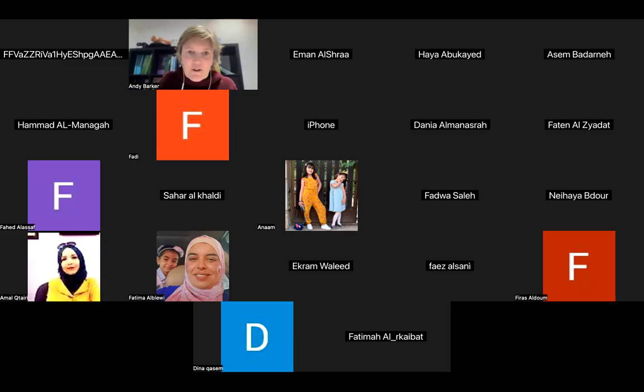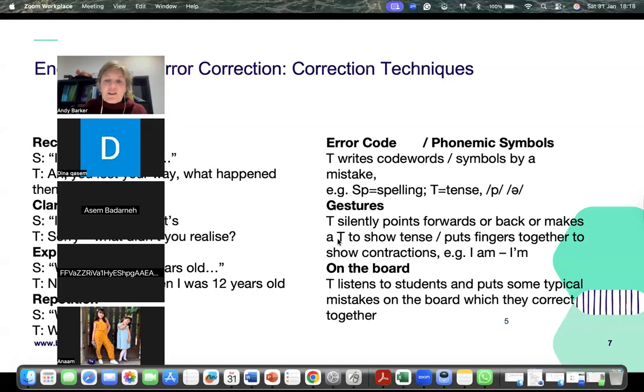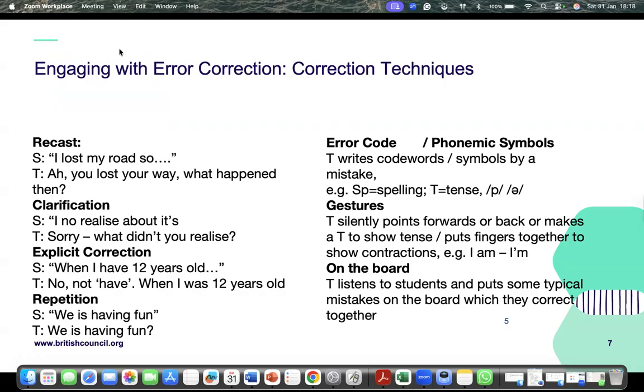Okay, let's go back to here again. And you can do this maybe twice in the year, because with that kind of error correction, where they're working together and then they see their mistake, it tends to leave an impact and they remember when they're doing the writing the next time.